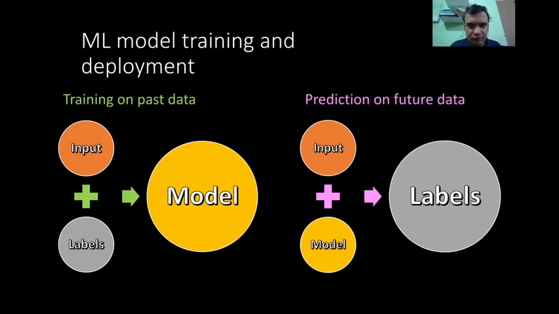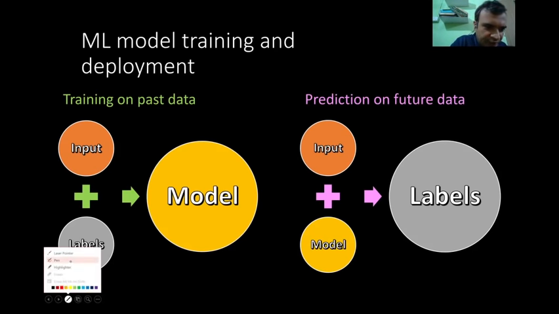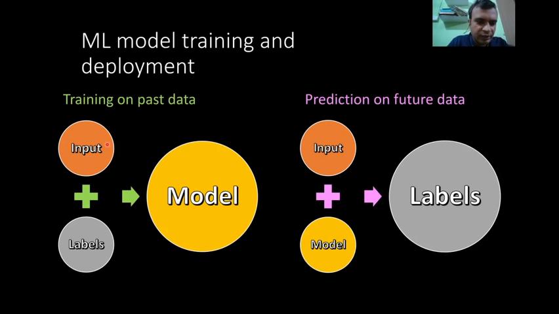So what exactly is machine learning? How does the training and the prediction work? So basically you can think of two phases in machine learning. The first phase is the training process, and the second phase is the prediction or the deployment phase. So in the first phase, what you have is you take a lot of input data and you combine it with labels. So this is all supervised machine learning.